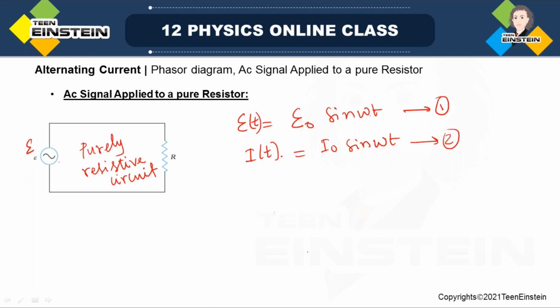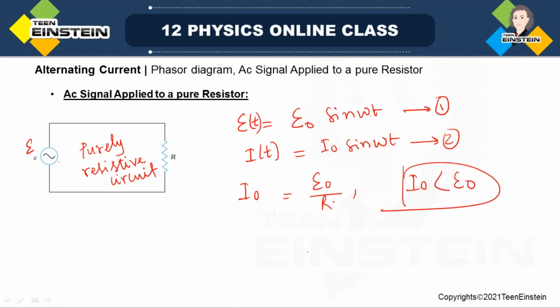And what else can we get from here? You look here, this I0 we have written as E0 by R. That means your I0 will obviously be less than E0. So this is actually the amplitude of the current: the amplitude of voltage divided by R gives the amplitude of the current.